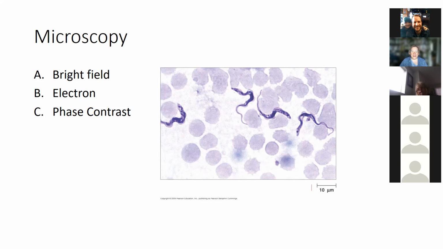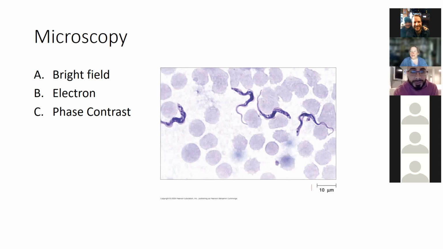Okay, we are at 92%. I need just one more. There we go. Oh, we got to 100%. Woohoo. Okay, most people picked bright field. We had a few people pick electron or phase contrast. Okay, who would like to tell me why they picked what they picked?